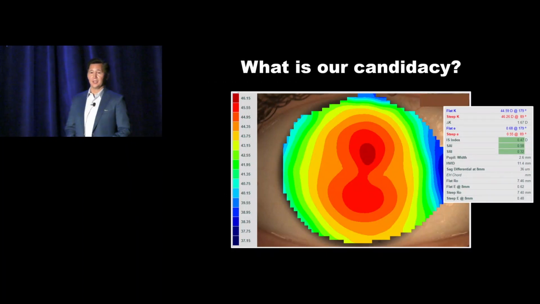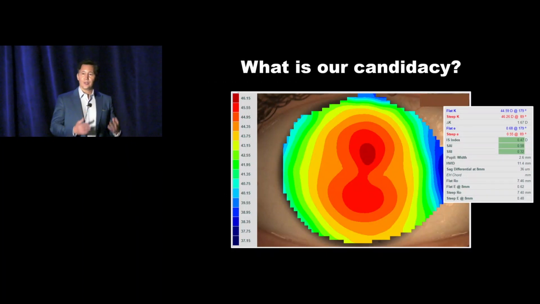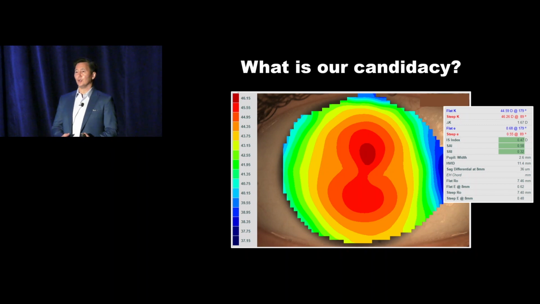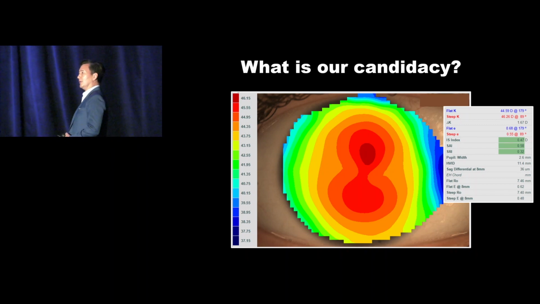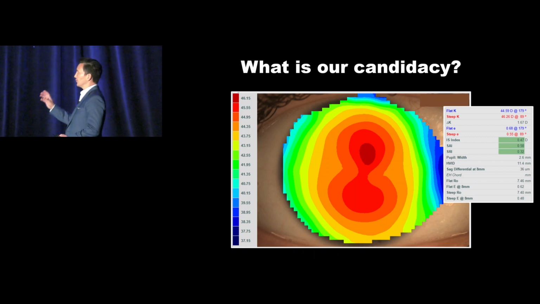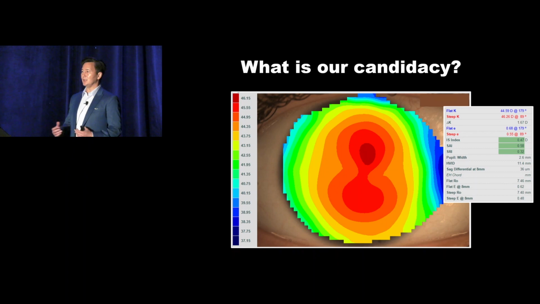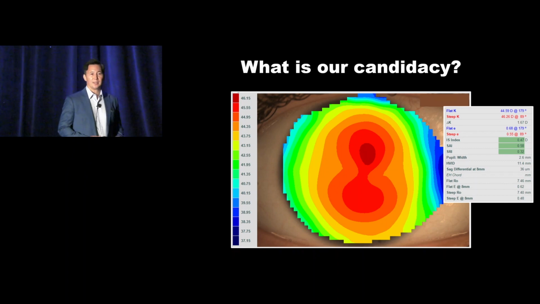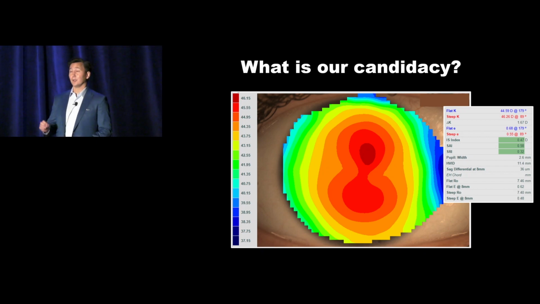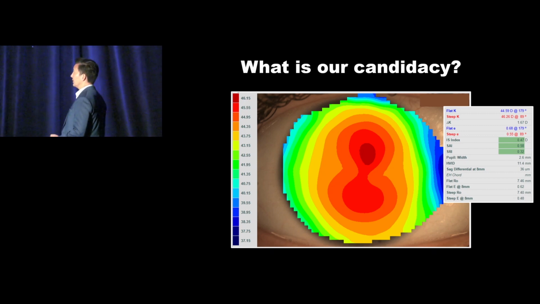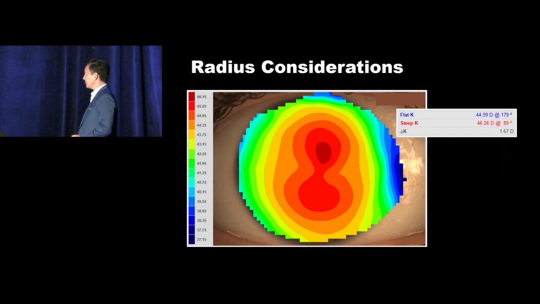And let's begin with the case. What do you think about this eye? Is this a good candidate topography for ortho-k? What is it that you look at in this map or in the data that suggests to you that this is an easy, a moderately tough, or a very difficult case? You know, what are you looking at when you look at the topography by itself, the contours, the shape? What is it telling you? So let's break it all down.